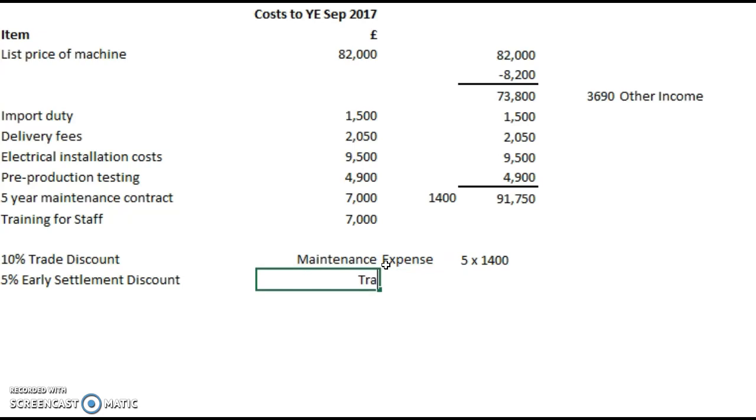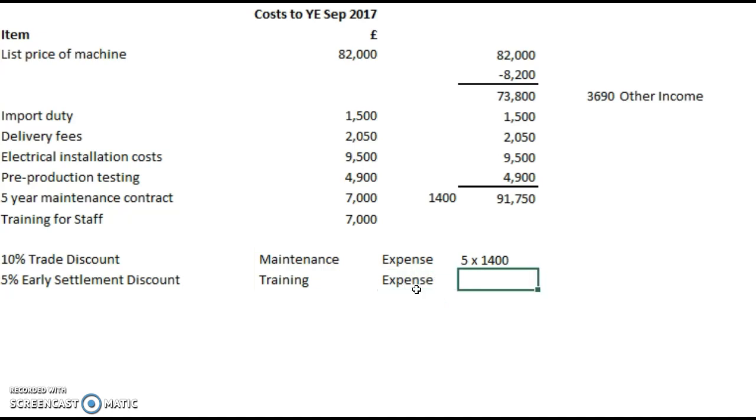And the training for staff, let's just tidy that up. Training for staff, that's just a simple expense, and it's just as it is in the year it was incurred. So that's it. That's our whole list.